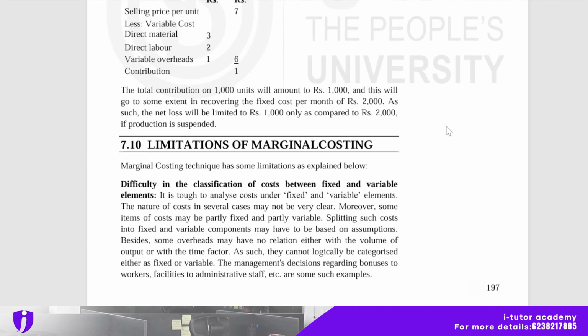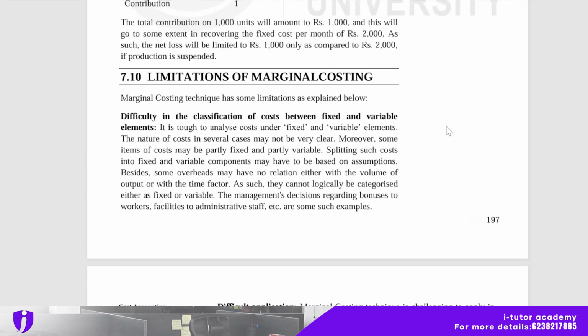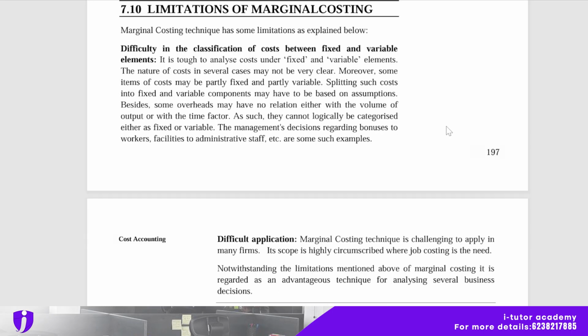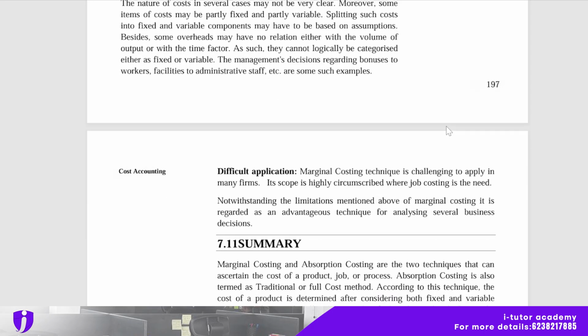And next is limitation of marginal costing. What are the limitations? First one is difficulty in classification of cost between fixed and variable elements. And next is difficult application. These two are the limitations of marginal costing. Difficulty in application means the marginal costing technique is challenging to apply in many firms. Its scope is highly circumscribed where job costing is needed.